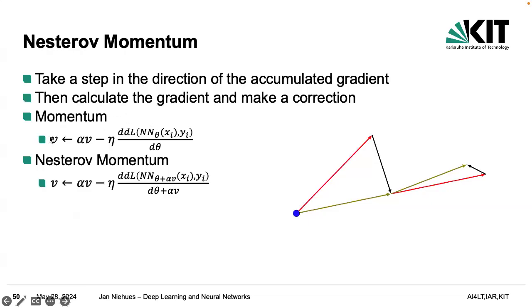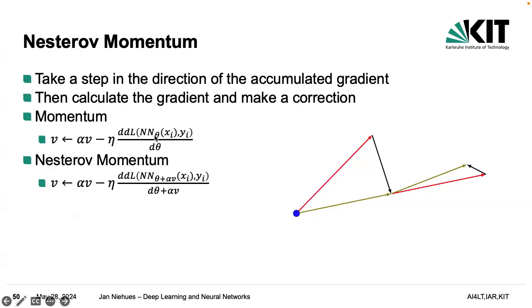So how does it work? You see, it's very similar. This was a normal momentum term. So the new velocity is alpha times the old velocity plus the loss. With this one now, it's somehow the same way. The only difference is where we calculated our error, what we used as input or as weights.